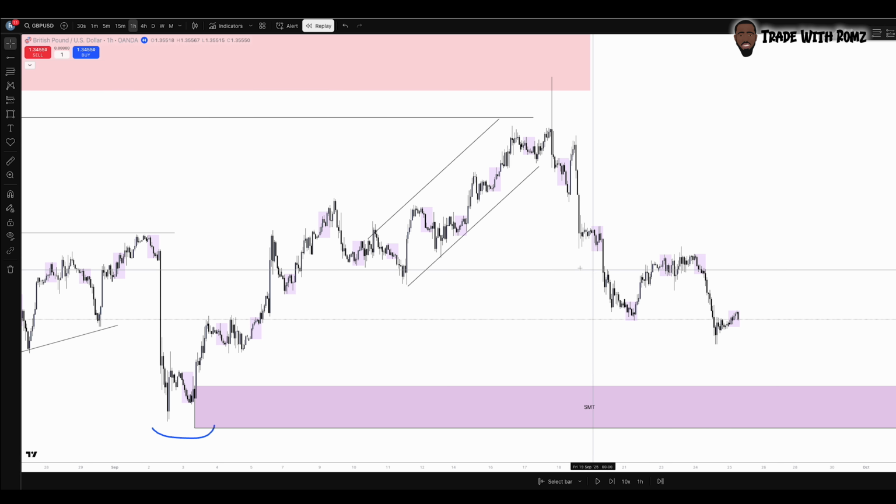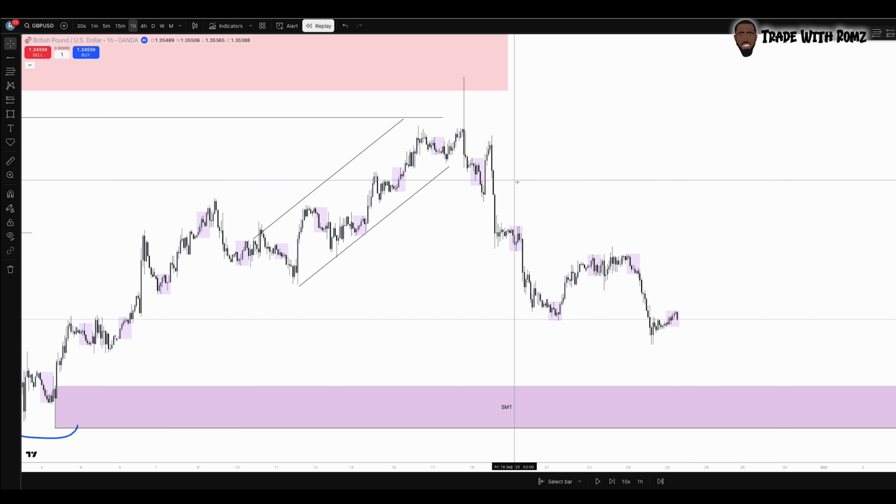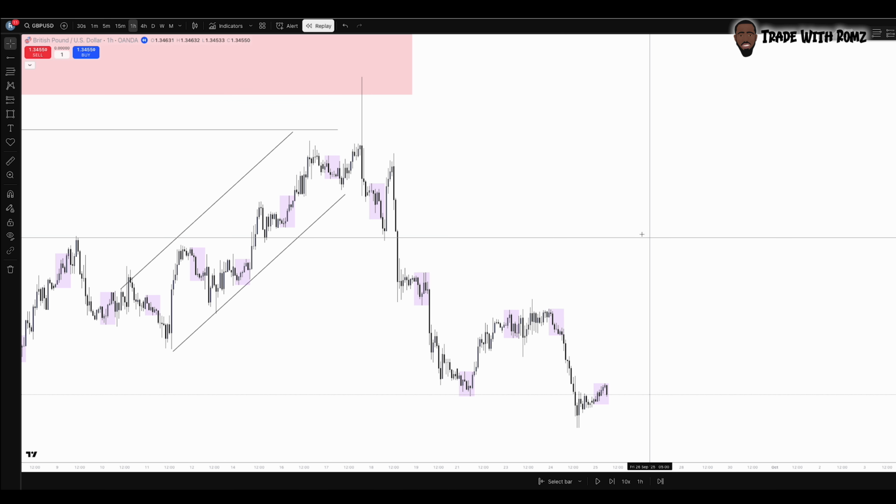So when you've got a clean target like this and you know where price should be heading towards, it makes trading throughout that trading week simple because you know your bias. All right.